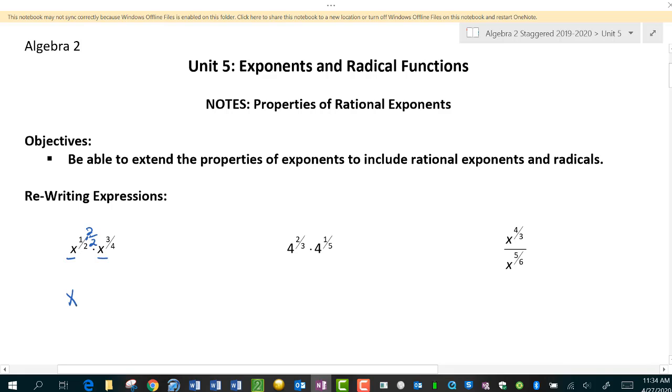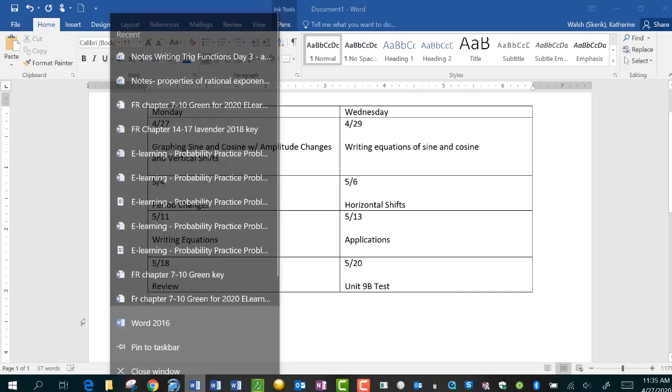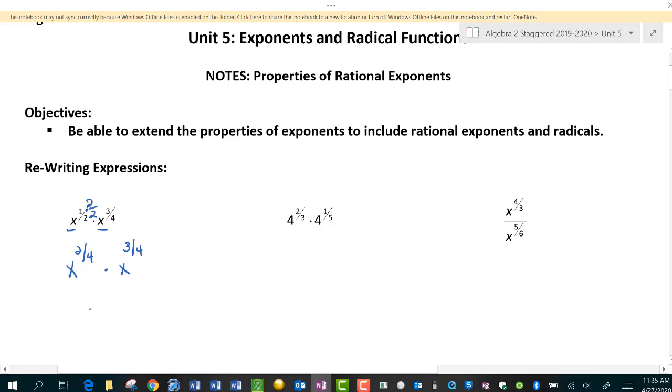So then this becomes x to the power of 2/4 times x to the power of 3/4. Now that I have that common denominator, I can add the exponents. So 2/4 plus 3/4 is x to the power of 5/4. So I'm going to ask you to stop for a moment, pause the video, and try the second example.